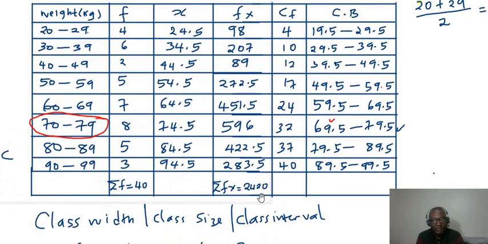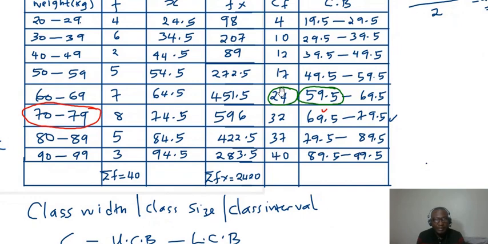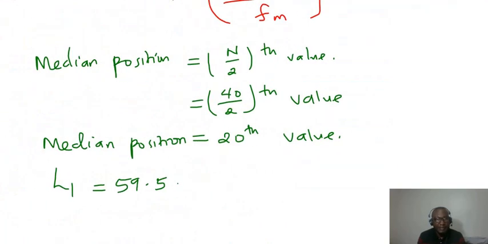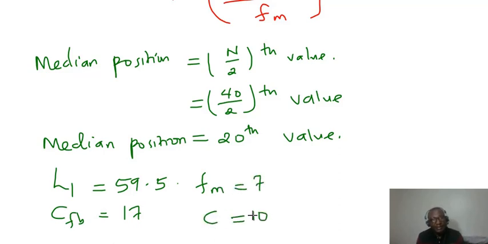So we need to read the 20th value from the cumulative frequency. The 20th value lies within here. So from here, we can get L1, the lower class boundary of the median class, as 59.5. The cumulative frequency before is 17, and the frequency of the median class is 7. Then we know capital C is 10, right?